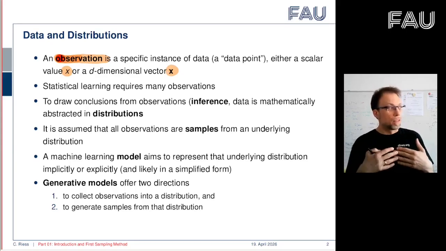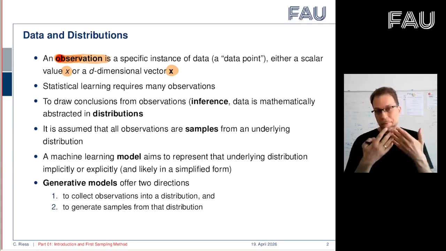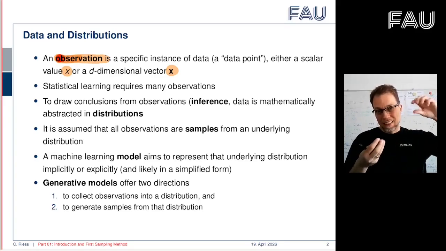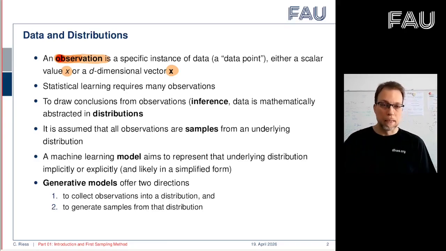For example, if the data is an image, you would say, okay, this is a high dimensional input because you have so many pixels. And so every pixel would be a separate entry in that data vector. That would be a d-dimensional vector.